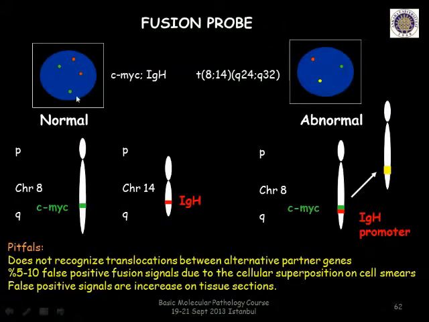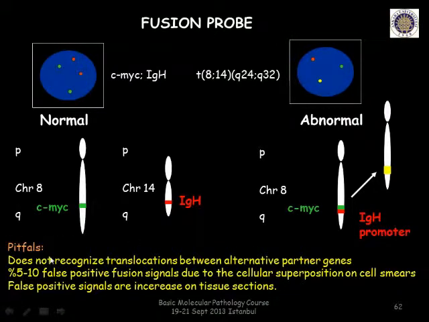If there is no translocation, then you need to see four different signals, two red and two green. And if it is translocated, then the merging of two signals gives a yellow signal. Then you need to have three different colored signals.